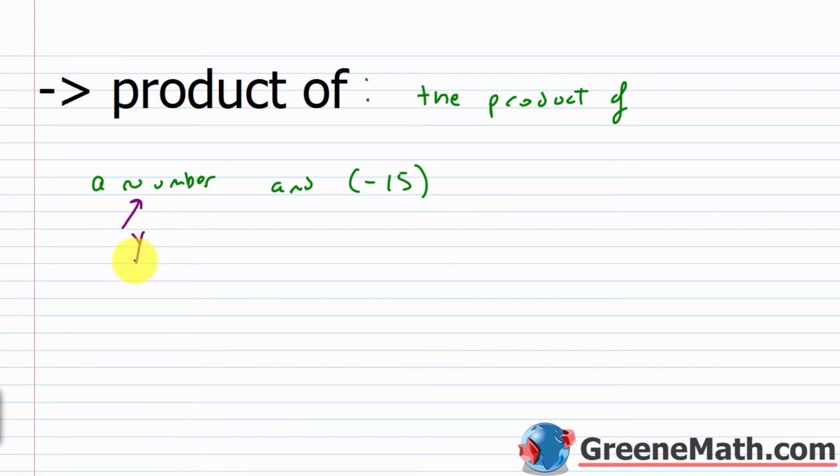All right, the last one we're going to look at with multiplication is product of. And for this one, we could just say the product of a number and let's say negative 15. So the product of a number, which I'll represent with, let's say, y, and negative 15, it would be negative 15 times y, or just negative 15y.